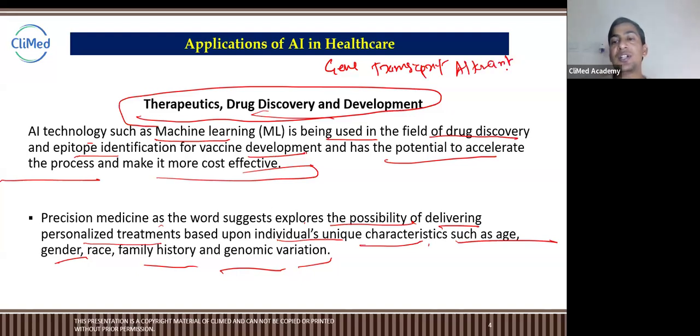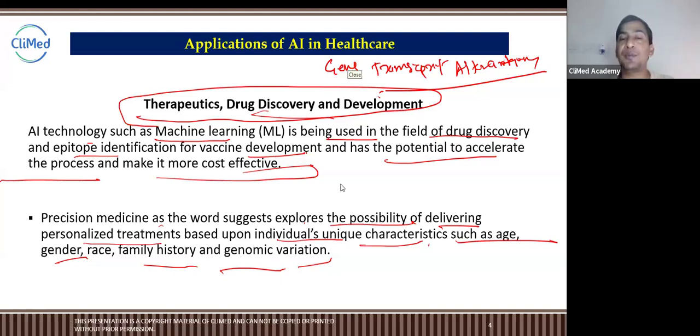Okay, gene transcript alteration. What is gene alteration? With the help of AI, computers, technology, and tools, we can even alter the genes. We have had alteration in the DNA and mRNA since before. But now, with the help of AI and precision medicine, we can check and change the gene transcripts in human beings, and that will help the upcoming generations.